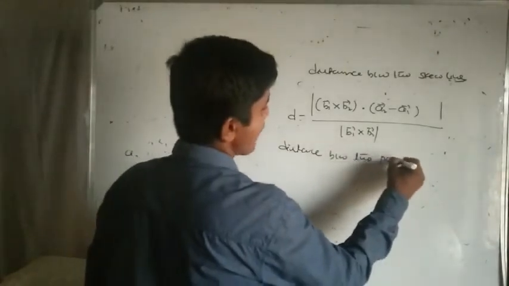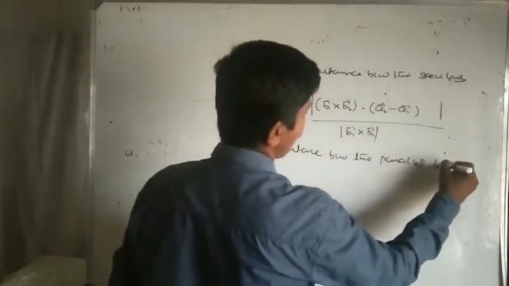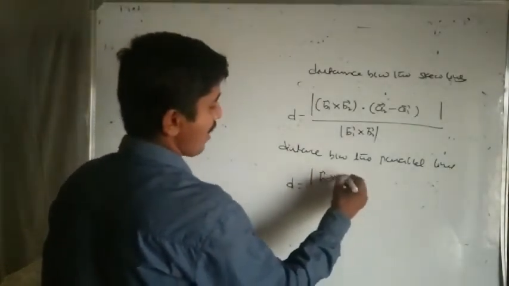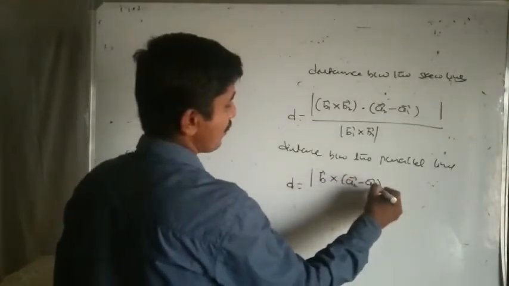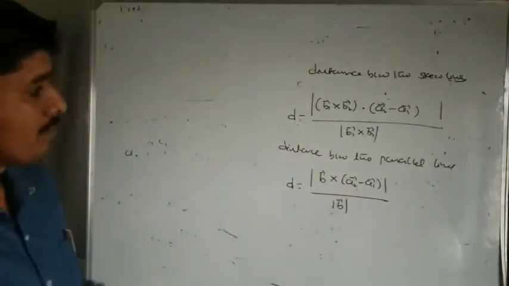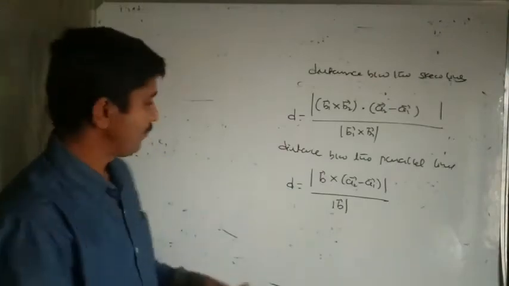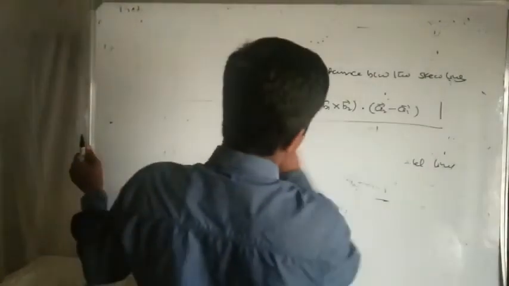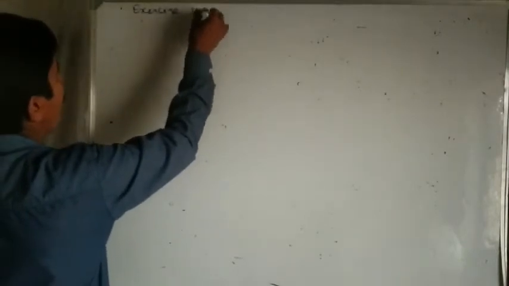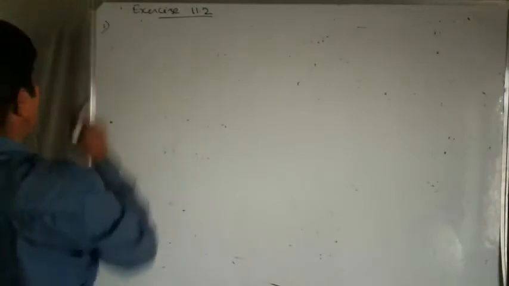Distance between two parallel lines, which today in class we have proved, is given by D equal to modulus of vector B cross vector A2 minus vector A1, divided by magnitude of vector B. Practice all formulae, very important. Second exercise of the chapter. Exercise 11.2. First problem.